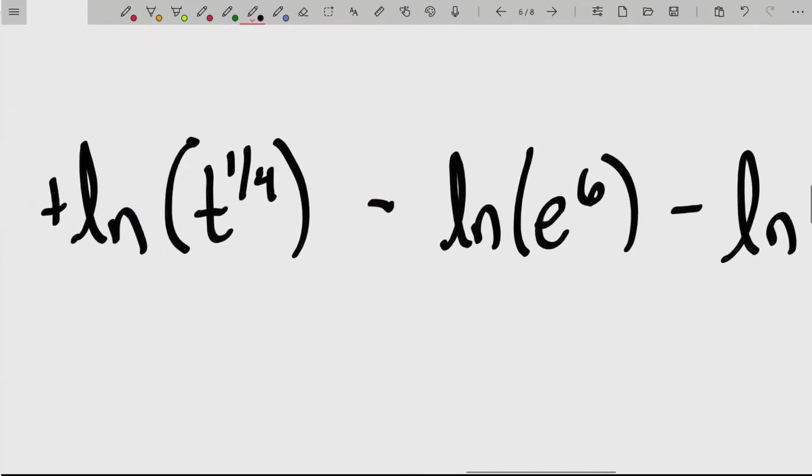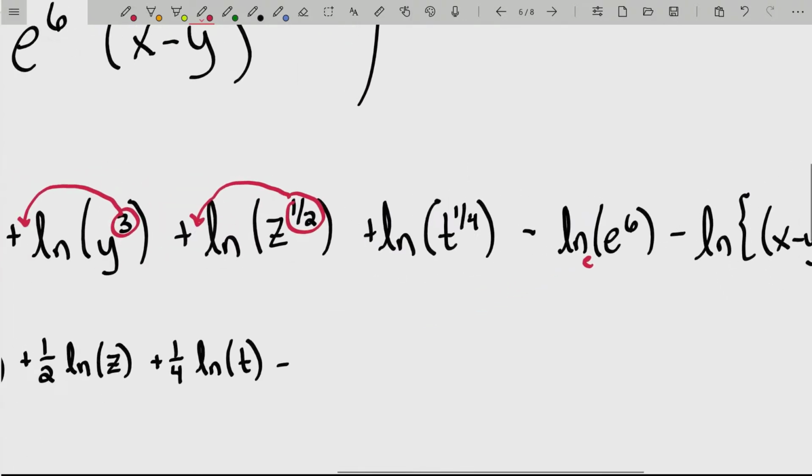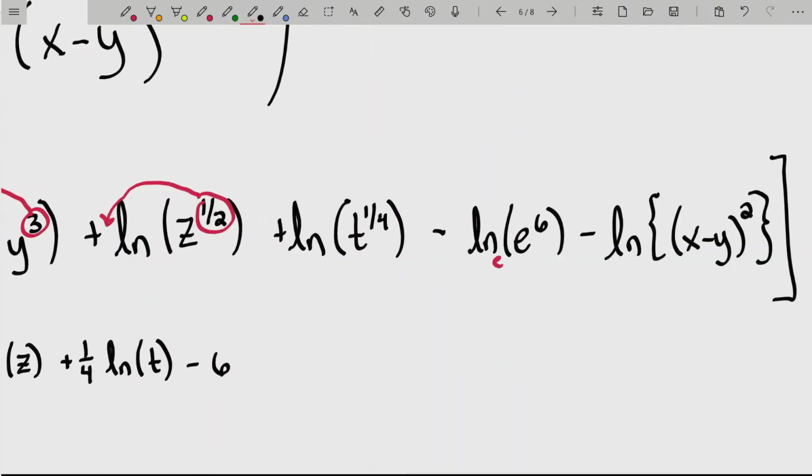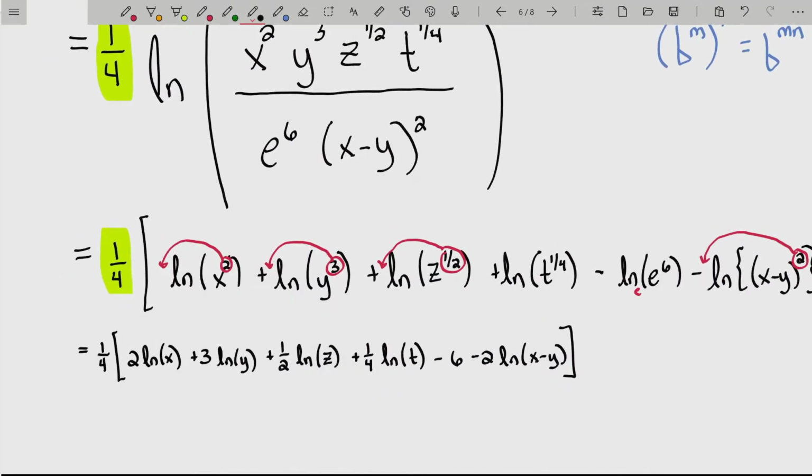So this is a property of logarithms right here. This is log base e of e to the 6th. Well, that is going to be the number 6. We should know that. So that's minus 6 there. And the last one, notice that entire picture has a power of 2 on it. I'll pull that power out in front of that logarithm. So I have minus 2 natural log of x minus y. And there's, again, nothing you can do with that natural log of x minus y. It is stuck the way it's written.